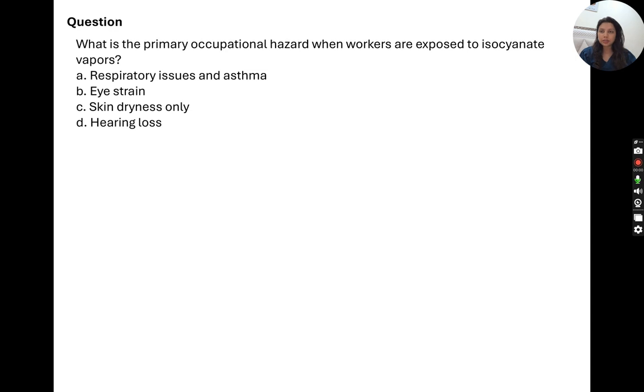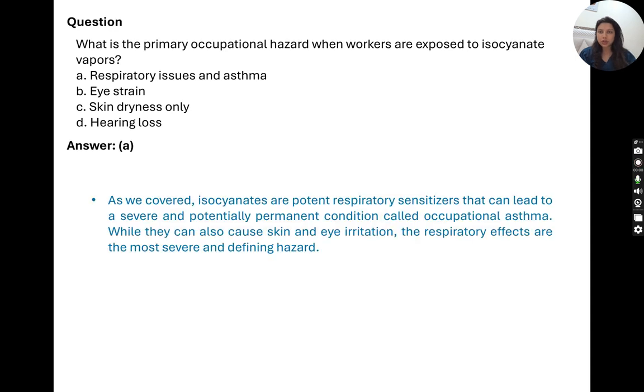Okay, so it's a simple question. So the answer is A, of course. And as we covered, isocyanates are potentially respiratory sensitizers that can lead to a severe and potentially permanent condition called occupational asthma, while they can also cause skin and eye irritation. The respiratory effects are the most severe.